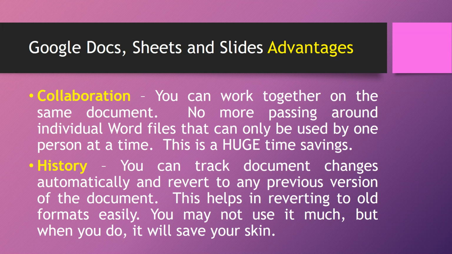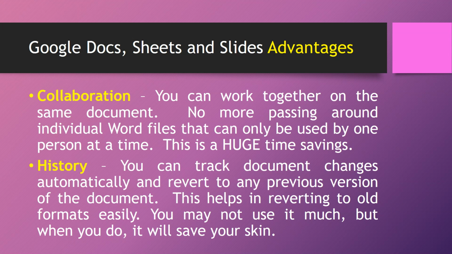So the next thing there is that you have the history. You can track document changes automatically and revert to any previous version of the document. So as people make changes to the document, automatically those changes will be tracked, and you can also revert to any previous version of the document that you feel you want to go back to. Do you understand that? So every time people make changes, it goes to the history. So you can revert to any of those previous versions that you have in the history. I hope you understand that.